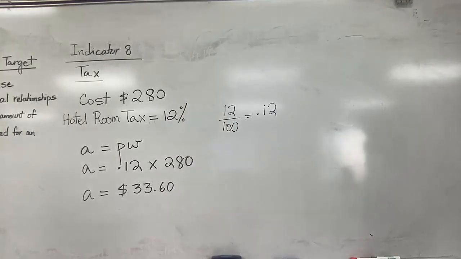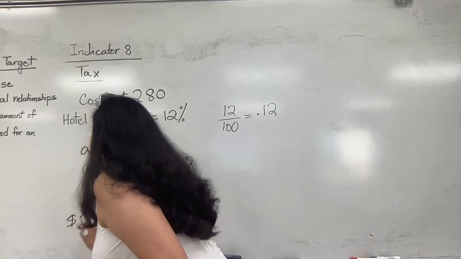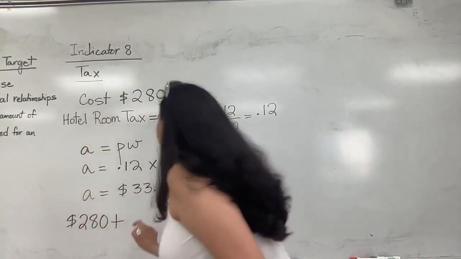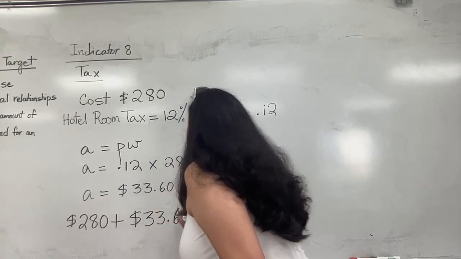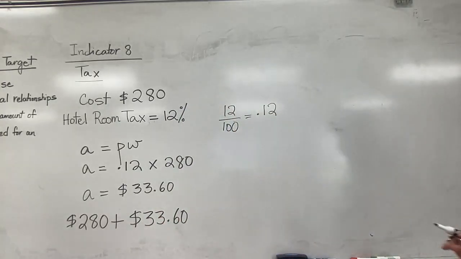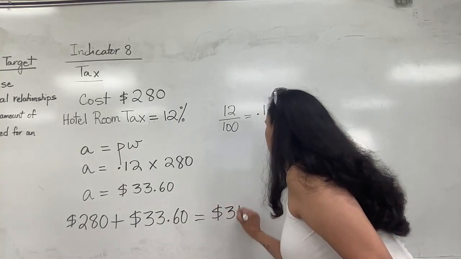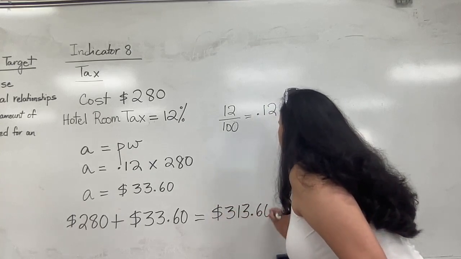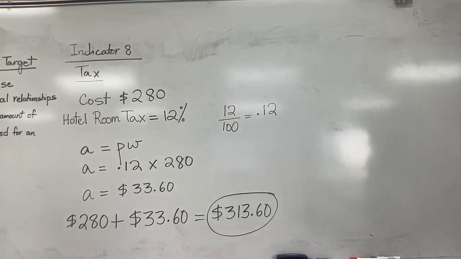So this tax is going to be added to the cost of the hotel. So you are going to take $280, and to that, you are going to add the tax amount, which is $33.60. So overall, you end up paying $313.60. This is the amount that the hotel is actually going to cost for 2 nights. So this is one method.